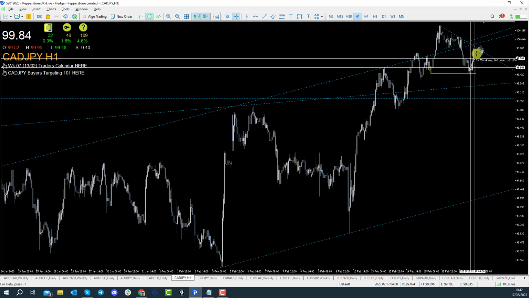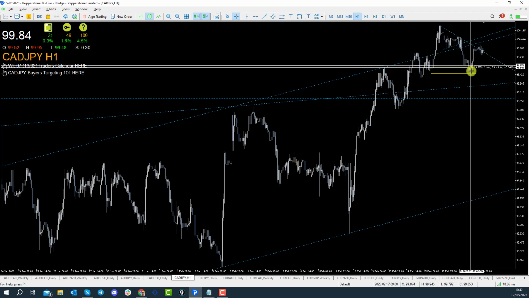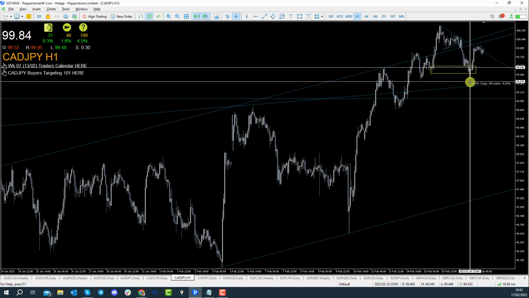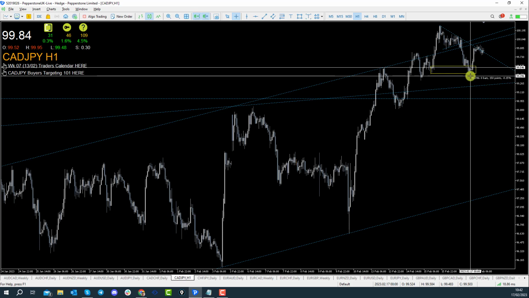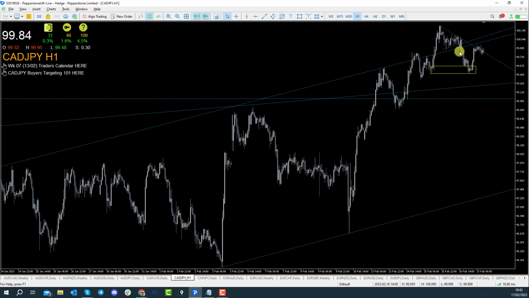So that move to the upside has been around 36 pips. You could have had quite an aggressive stop loss, maybe a 20 pip stop loss on this. So again, another favorable move for you this week.